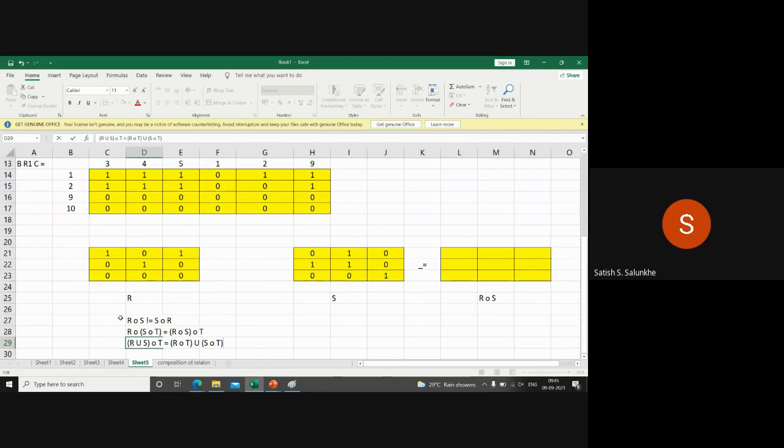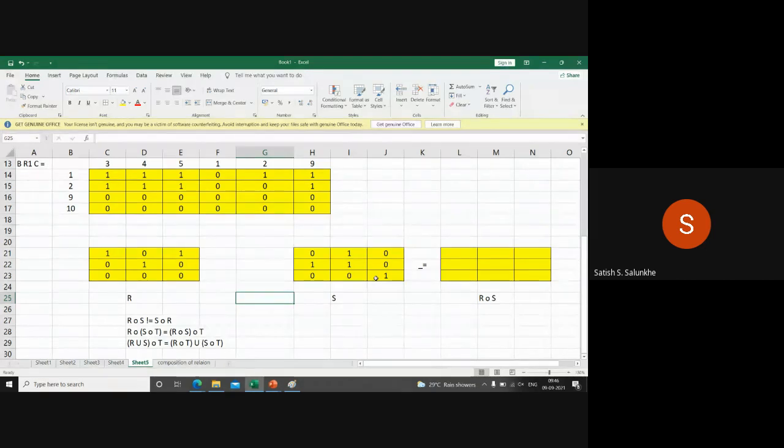Please remember these important characteristics of what properties the composition operation satisfies. The commutative law it does not satisfy; associativity it satisfies, and distributive law also. So our task now is to understand how we perform R composition S when the relation is represented in terms of a matrix.